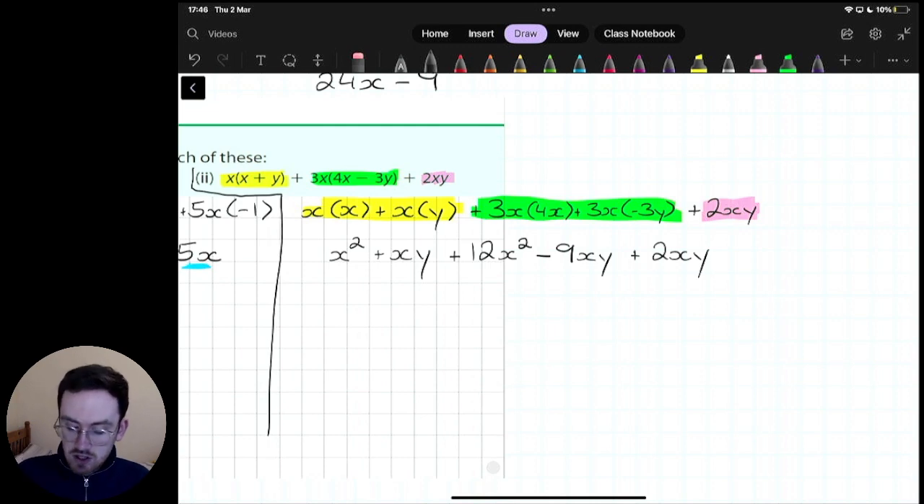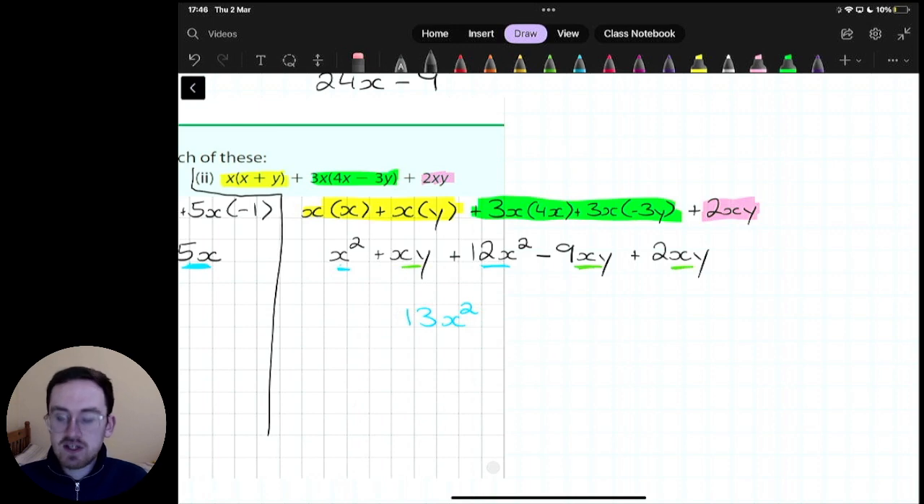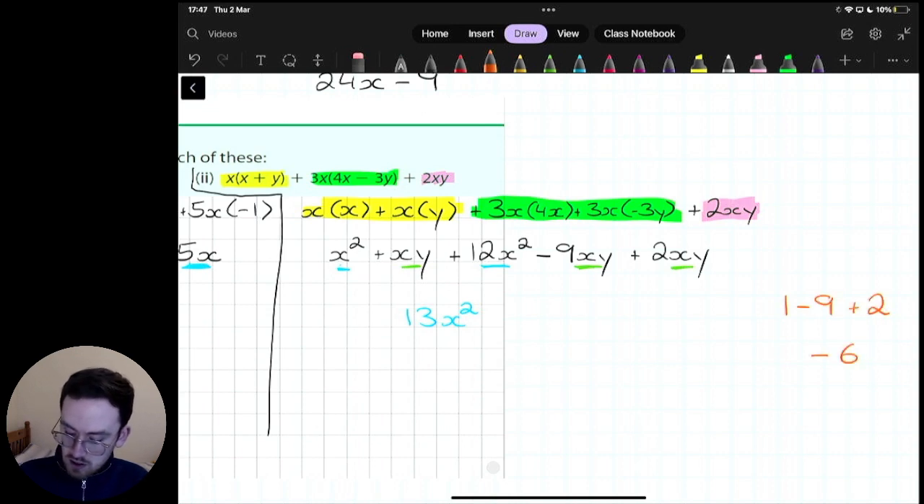Now we have to look at the terms. So here I have an x squared, here I have another x squared. So how many x squareds altogether? Well, 1x squared plus 12x squared gives me 13x squared. Here I have an xy, then I have minus 9xy, and I have plus 2xy. So how many does that give me in total? Well, if we take it maybe over the side here, my sum is 1 minus 9 plus 2, which actually gives me an answer of minus 6. So here I have minus 6xy.